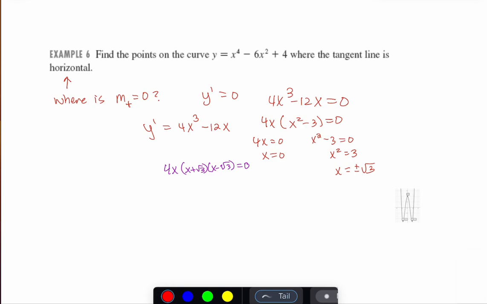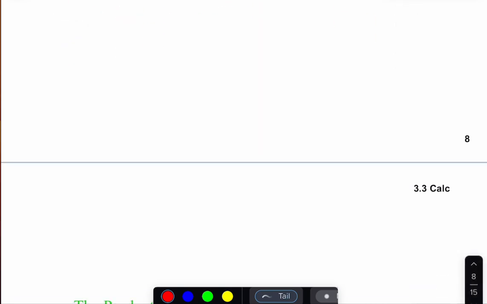So you have to recognize really what they're asking you. You need to now put into your memory banks that if they say, where is the tangent line horizontal, they are really asking, where is the derivative 0? You have to put those things together, and that will prevent you from making mistakes.